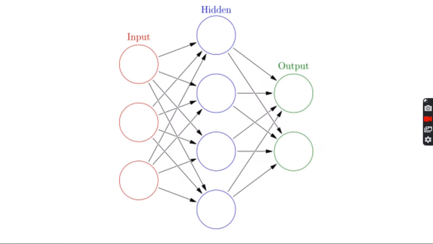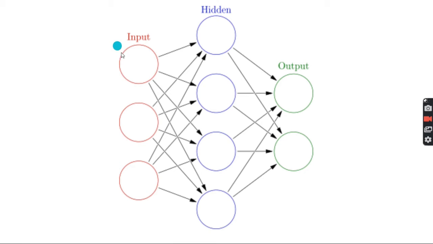So what does an ANN look like? This is typically what an ANN looks like. It has a few layers. It always has an input layer. It will have one or two or many hidden layers, and then it will have one output layer.